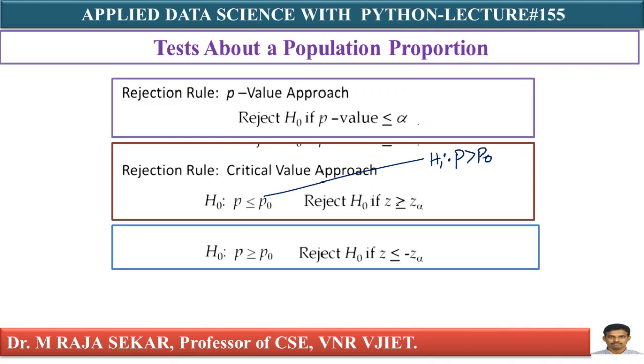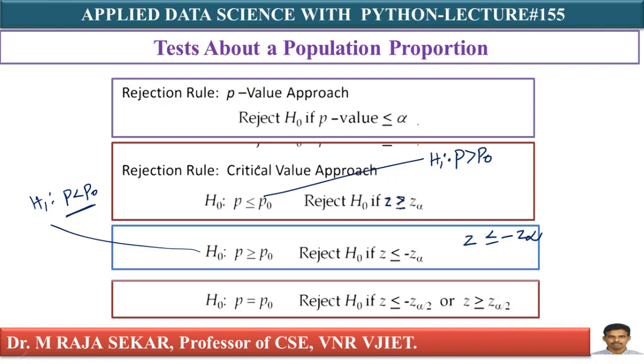In the right tail test, if your calculated z value is greater than or equal to z alpha, reject H naught. What about the alternative hypothesis H1: p is less than p naught? Less than symbol means left tail test. In a left tail test, if your calculated value z is less than or equal to minus z alpha, it is in the critical region, so that you can reject H naught.